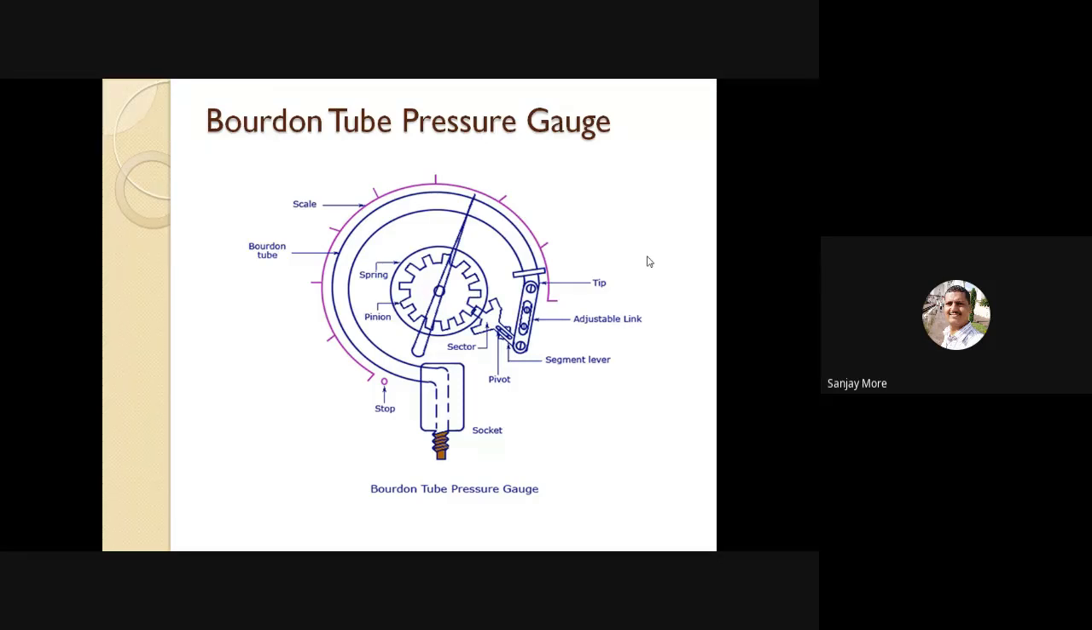All of you, please draw this diagram. I request all of you take 5 to 6 minutes, take your time and draw this diagram.